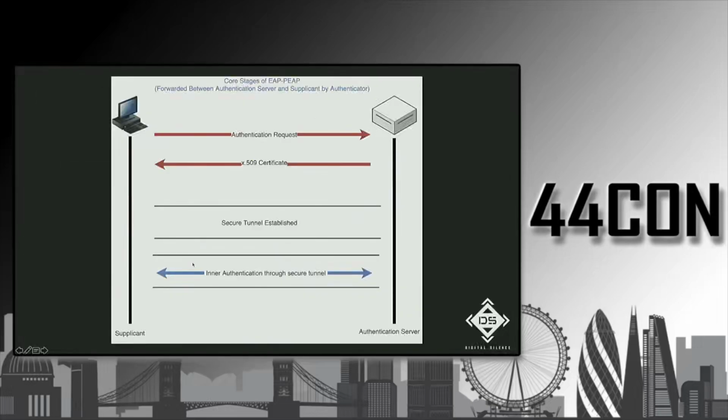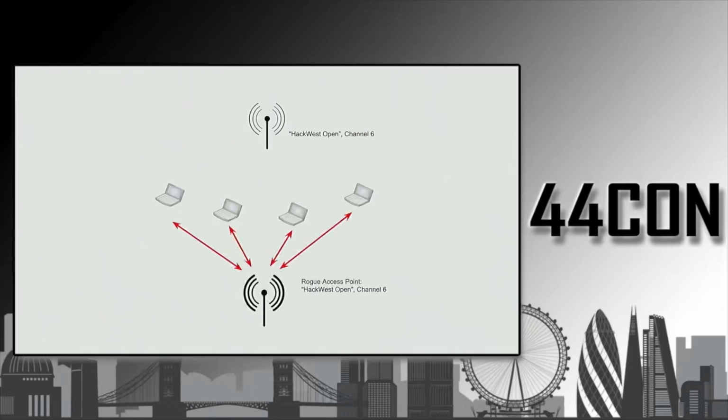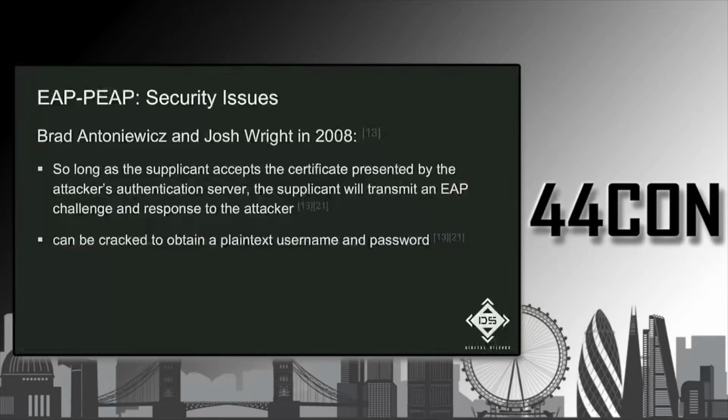And remember that until this whole process succeeds, this essentially is operating as an open network because you need to authenticate before the WPA protections kick in. So what they figured out was that you force these devices to connect to you, and then you run your own authentication server in the background, and they authenticate with you, and you can capture, in this case, an MS-CHAPv2 challenge and response, which are hashes that you can crack to obtain credentials.